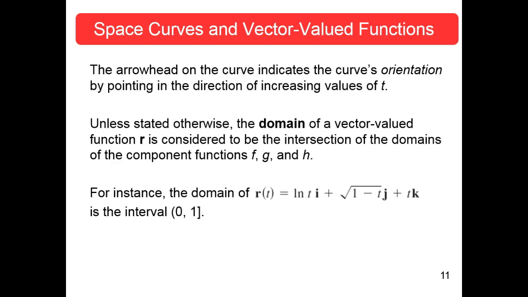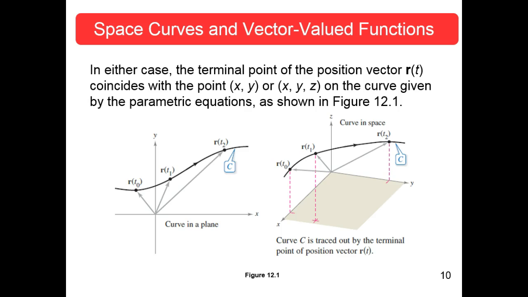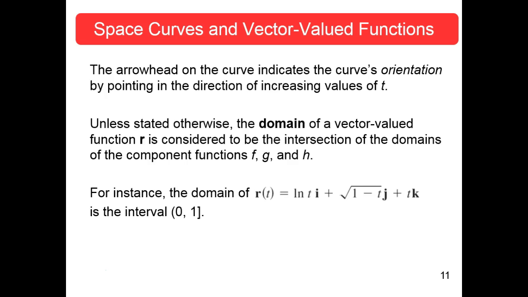And by the way, in both cases, you put an arrow to show, as you progress from t0, t1, t2, which way you're going on the curve. You can only be going one direction on the curve. There are curves that will go back and retrace each other and go back and forth like this, but those are rather bizarre. The arrowhead on the curve indicates the curve's orientation by pointing in the direction of increasing values of t.